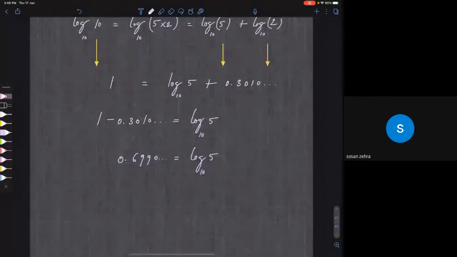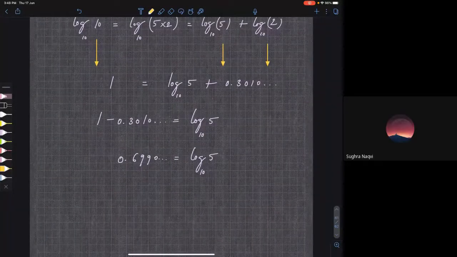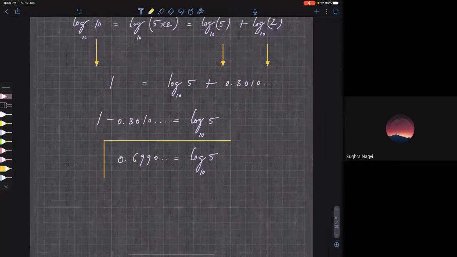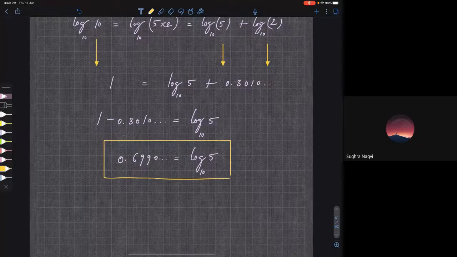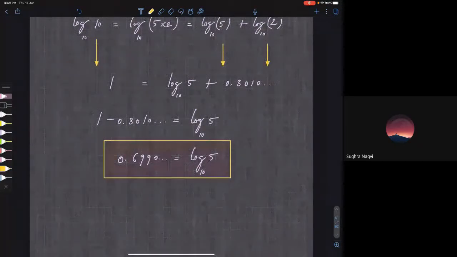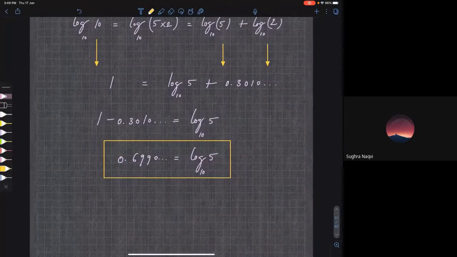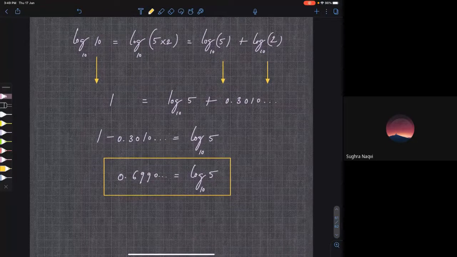Clear? Yes, sir. So we found out the value of log 5. If you want, you can remember the value of log 5 also. It is easy to remember, 0.6990. Even if you don't remember, you can take this value based on the value of log 2. Clear? Okay. Now, next question.